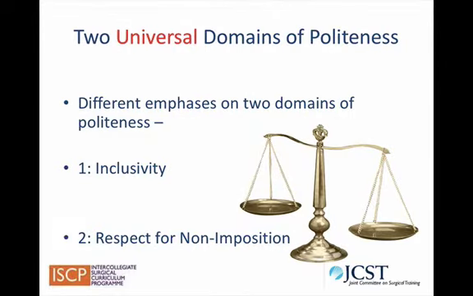Even though these two components of politeness exist in every culture, different emphases are placed on them from culture to culture. For example, some cultures consider inclusivity more important for politeness than respect for non-imposition, while other cultures foreground respect for non-imposition over inclusivity, and so on. So it's important to be aware of this and to make sure to address both components in your interactions with culturally different others. Do you know which component is more important for politeness in your culture?